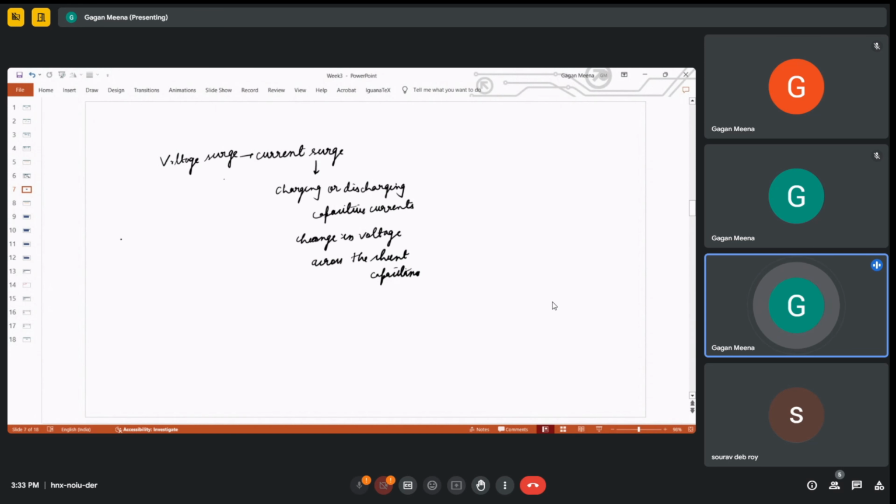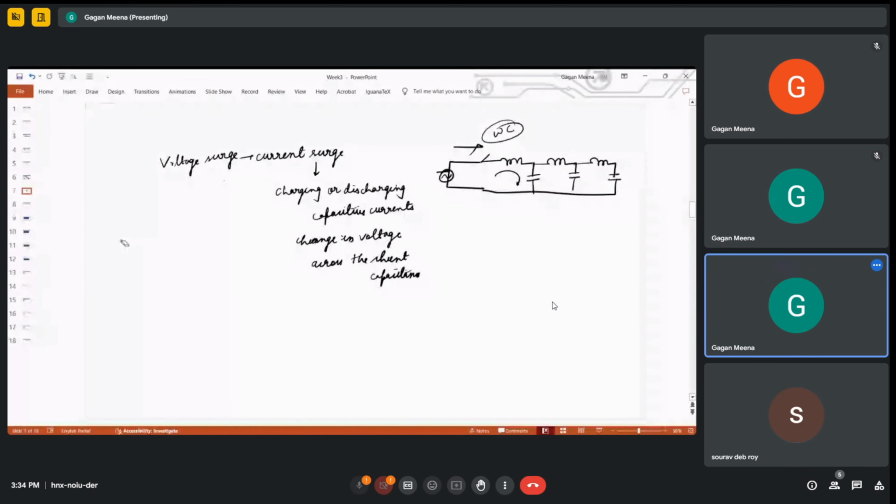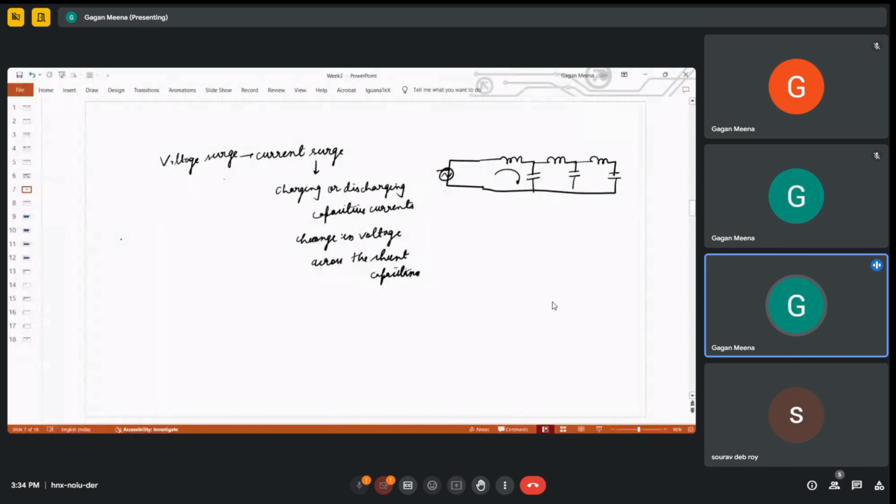So if we consider a lossless transmission line, it is made up of several segments of L and C. Here is the source. If the surge is traveling like this, because it's a very high frequency, omega is high, so it is almost open. And so surge voltages are created by currents which are due to charging and discharging current.